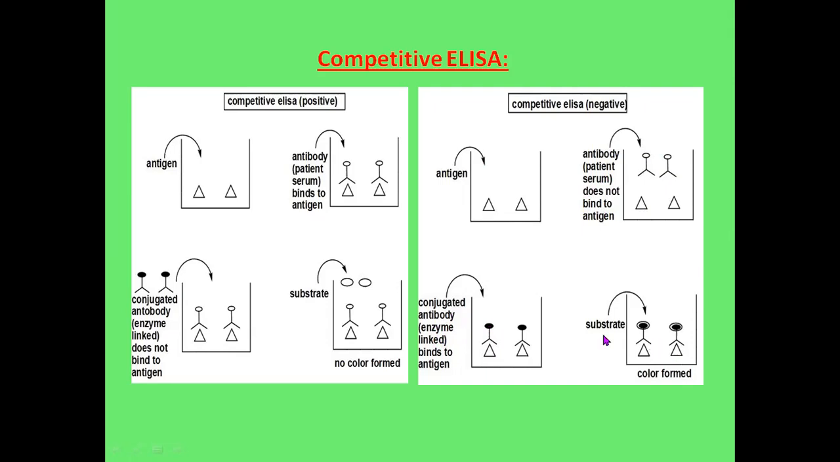So when you add substrate, it will react with the enzyme present in the antibody and show the color. The color formation is negative here. That's why it is competitive ELISA: one of the antibodies will bind, either this antibody or the second antibody, not both. So that's why it's called competitive. No color formation, positive; color formation, negative. That's how interpretation can be done in competitive ELISA.